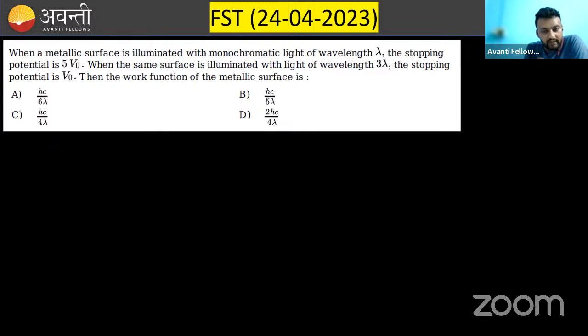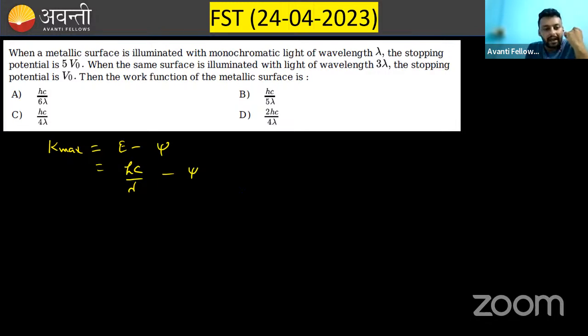I think everybody knows. If you don't know, I will make you learn the relation of stopping potential. One thing that everybody knows is K max is equal to E minus psi. This is the relation everybody knows. E is what? hc by lambda, energy of photon, minus psi. Clear?